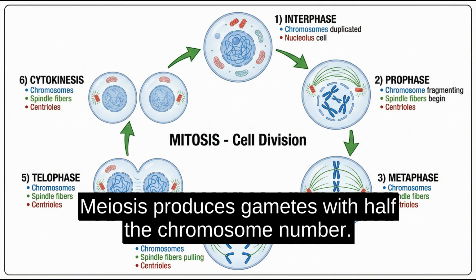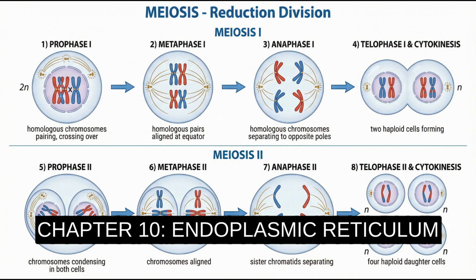Defects in ECM components cause diseases like Ehlers-Danlos syndrome with hyperelastic skin and Marfan syndrome with cardiovascular problems. The basal lamina underlies epithelial tissues and is composed of laminin, type 4 collagen, and proteoglycans.